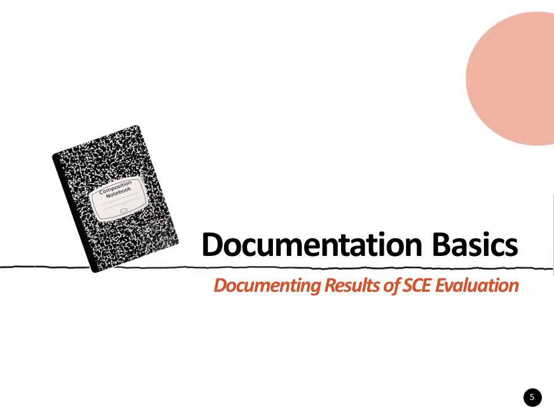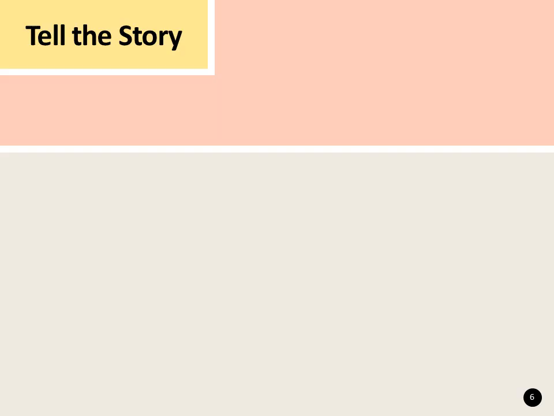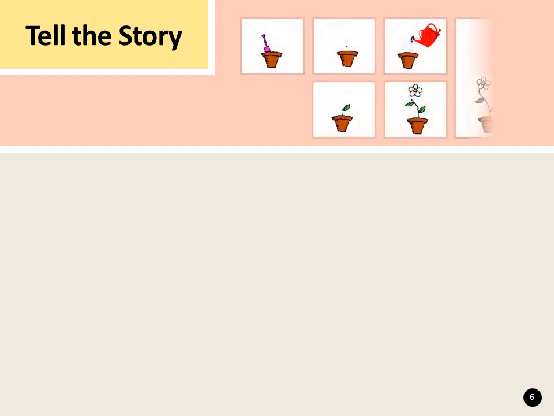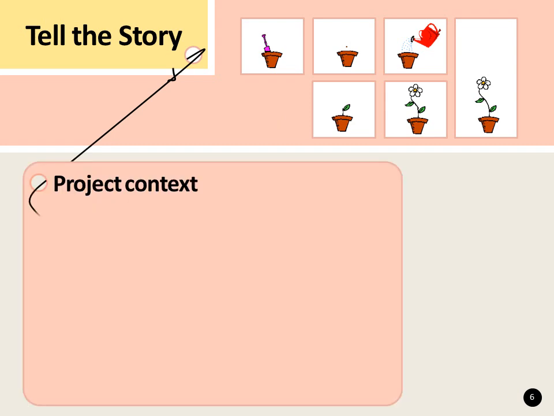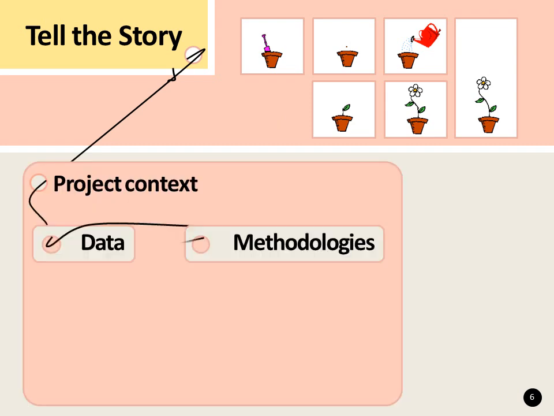Now let's get started with general practices to follow when composing the SCE evaluation documentation, starting with storytelling. Documenting the SCE evaluation as you would a story will help make the information more compelling to your audience, including reviewing agencies and the public. An effective story has a beginning, a middle, and an end, and speaks to the who, what, where, when, why, and how.